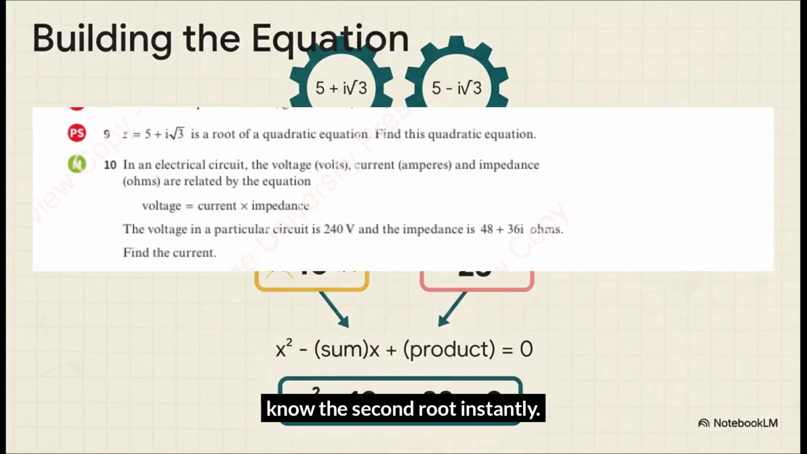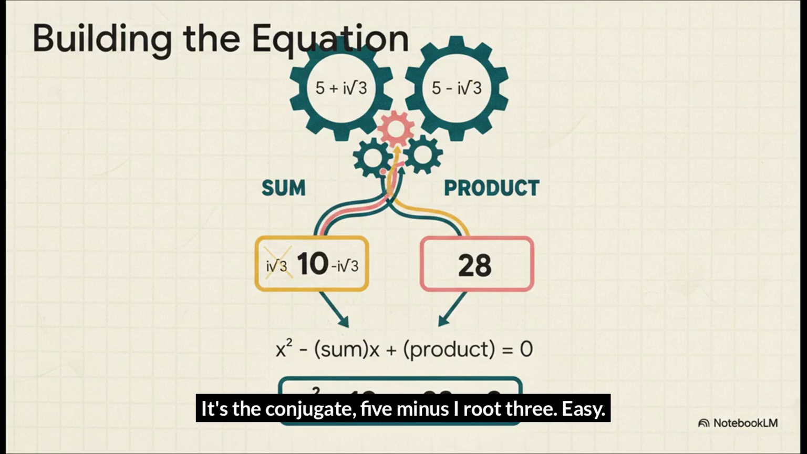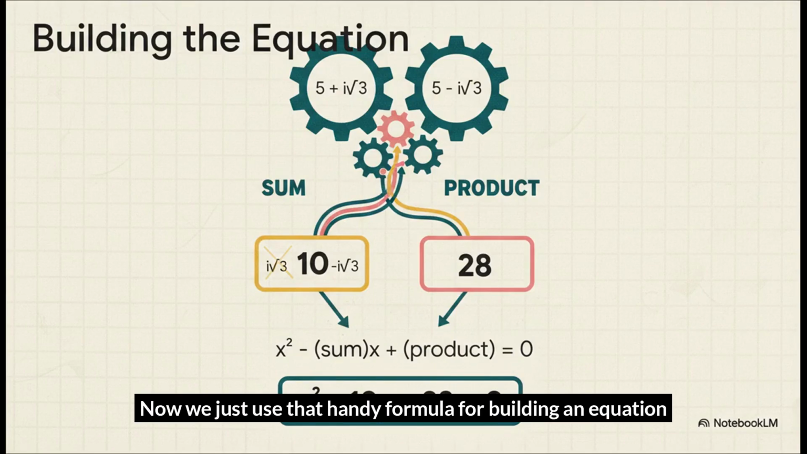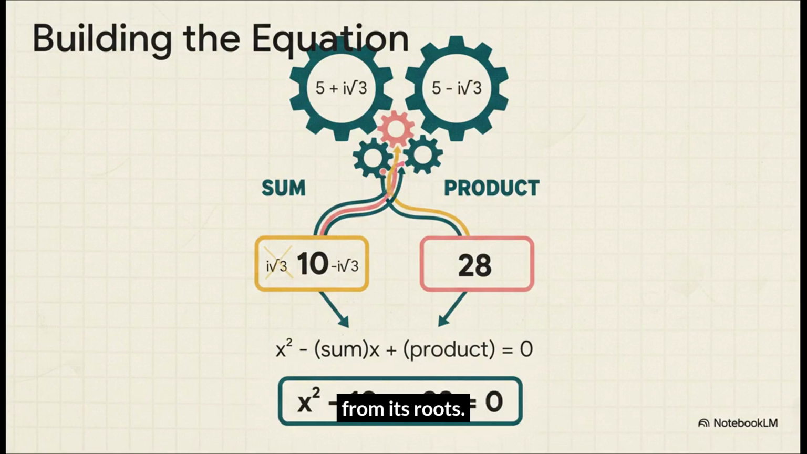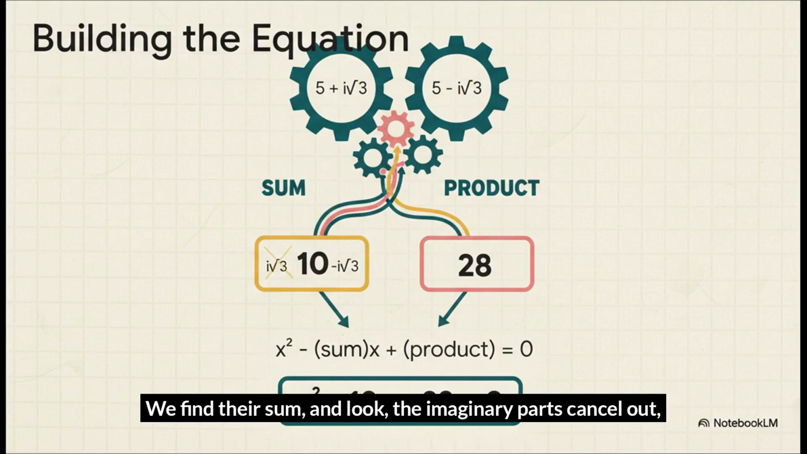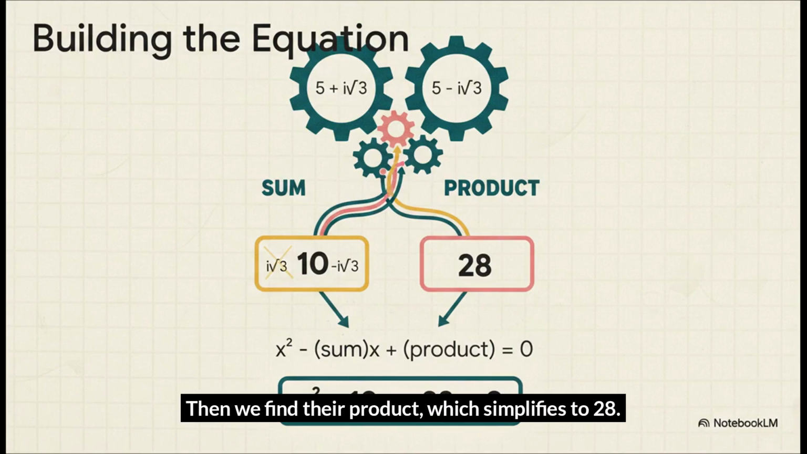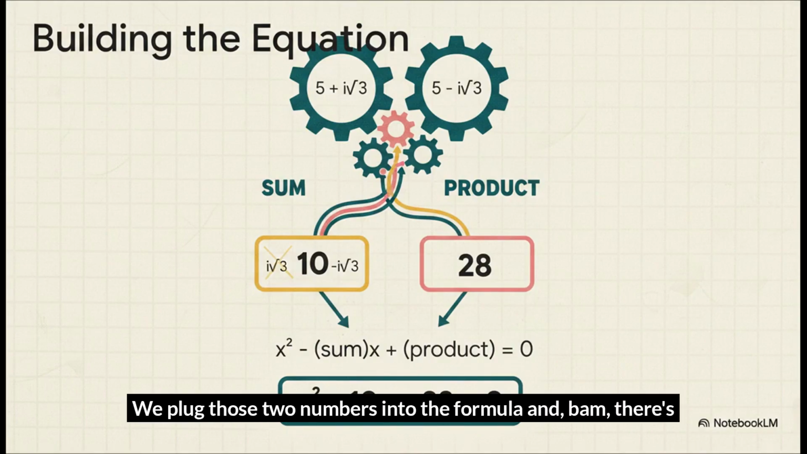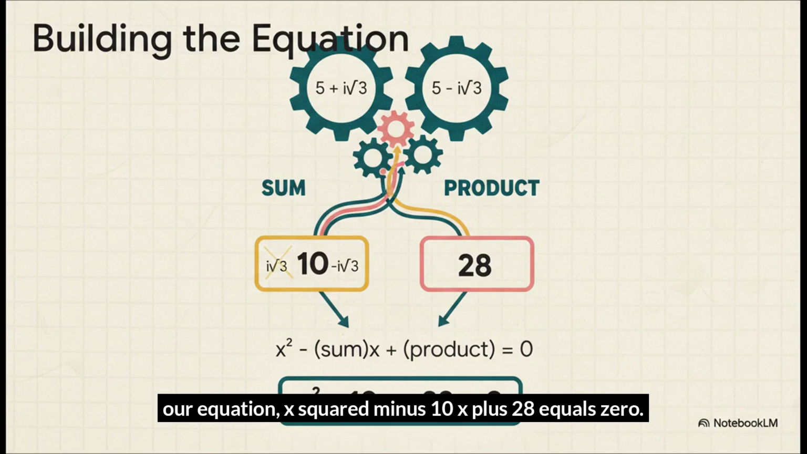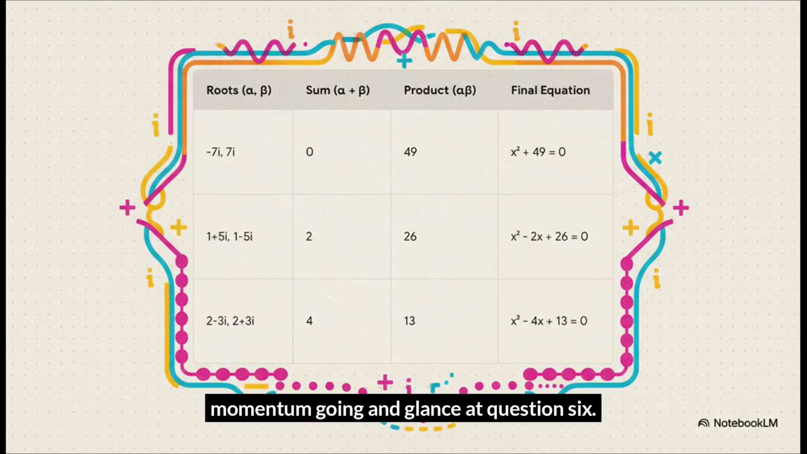First things first, we know the second root instantly. It's the conjugate, 5 minus i root 3. Easy. Now we just use that handy formula for building an equation from its roots. We find their sum, and look, the imaginary parts cancel out, leaving us with a nice clean 10. Then we find their product, which simplifies to 28. We plug those two numbers into the formula, and bam, there's our equation, x squared minus 10x plus 28 equals 0. So cool. Let's keep the momentum going and glance at question 6.